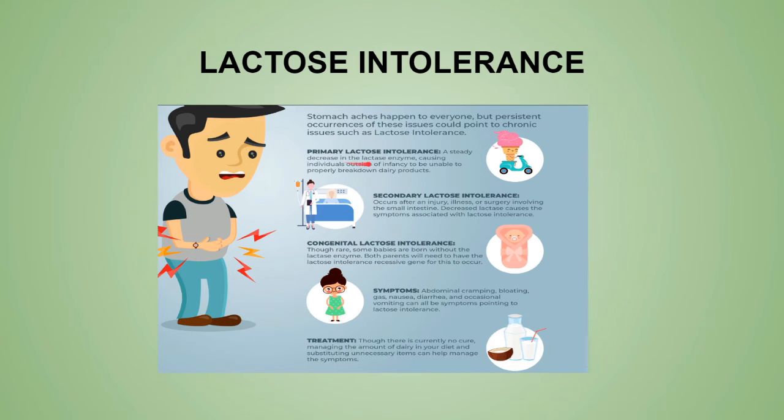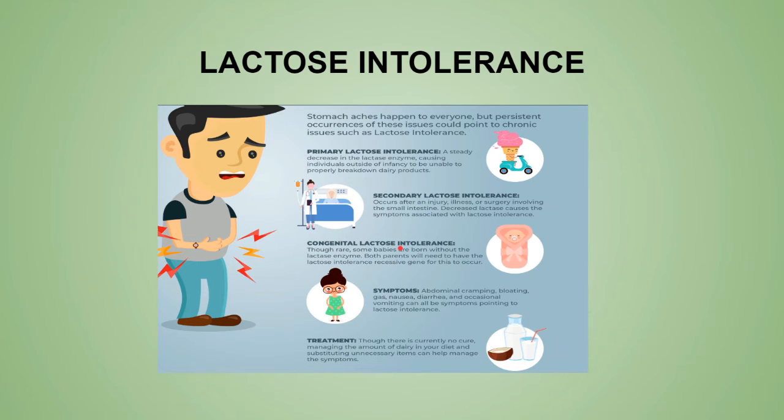A steady decrease in the lactase enzyme causes individuals outside of infancy to be unable to properly break down dairy products. And the secondary lactose intolerance occurs after any kind of injury or illness or surgery. Okay, the primary is mainly because of the decreasing amount of lactase enzyme, while this is because of any kind of injury or surgery. Congenital, of course, means that by birth the baby or infant does not have lactase enzyme.